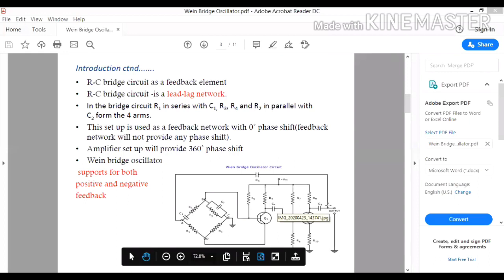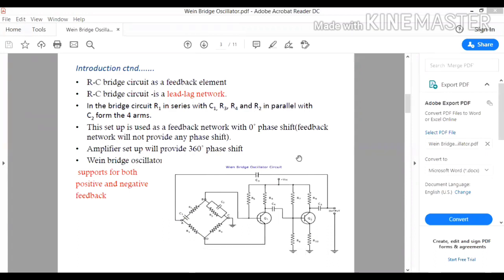You can see in the diagram that the output of the second stage is supplied back to the feedback network, and the voltage across R2 and C2 is fed as an input to the first stage transistor Q1. The transistor Q1 acts as an oscillator as well as an amplifier, and the transistor Q2 acts as an inverter to produce the 180-degree phase shift in a proper way.